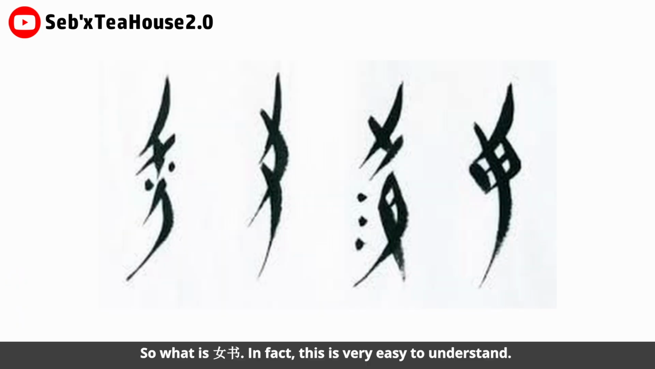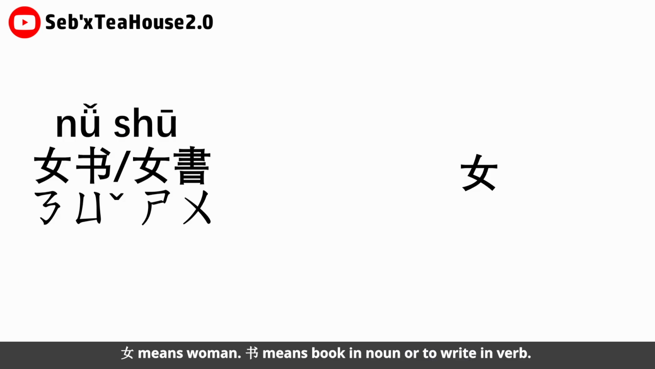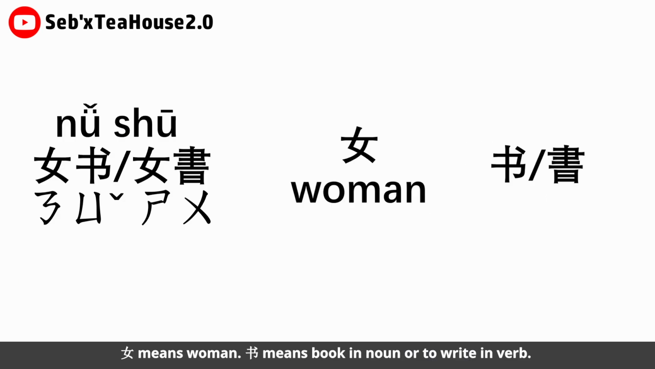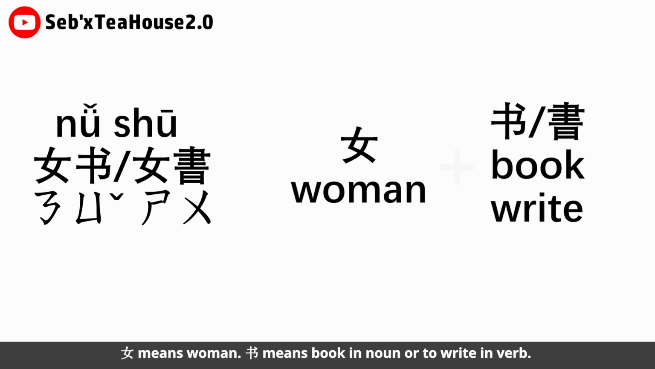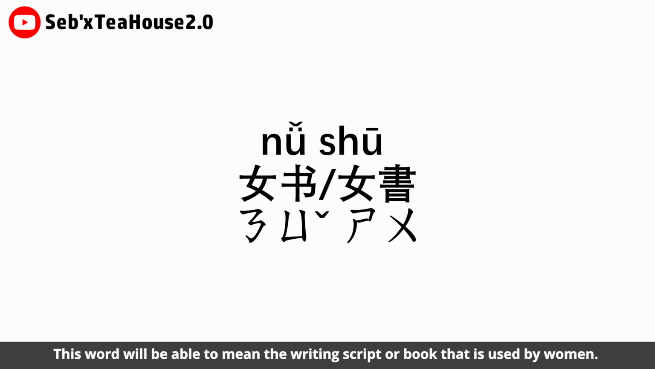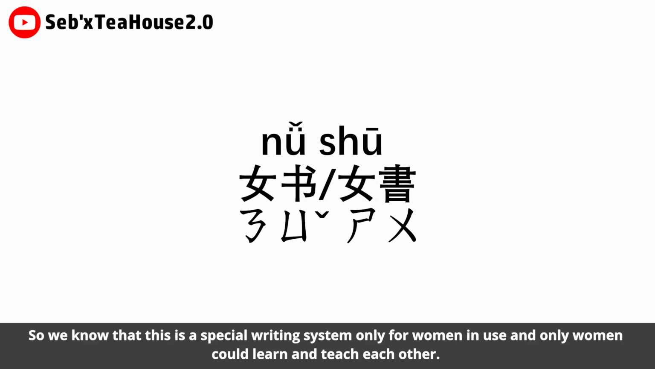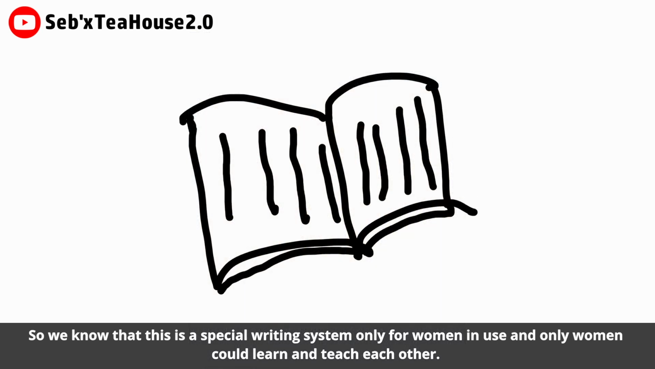So, what is 女书? In fact, this is very easy to understand. 女 means woman. 书 means book as a noun, or to write as a verb. When both characters are put together, this word means the writing script or book that is used by women. So, we know that this is a special writing system only for women to use, and only women could learn it and teach each other.